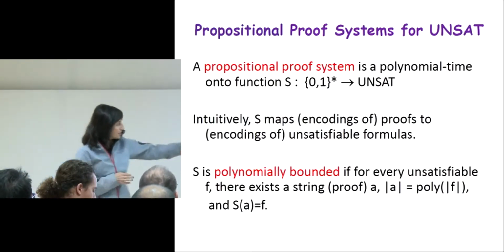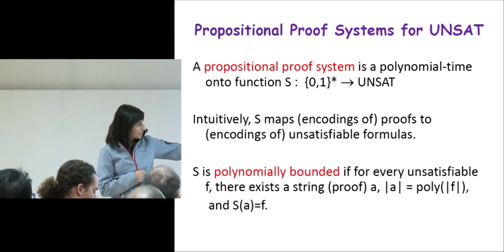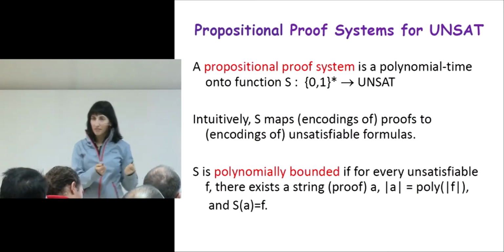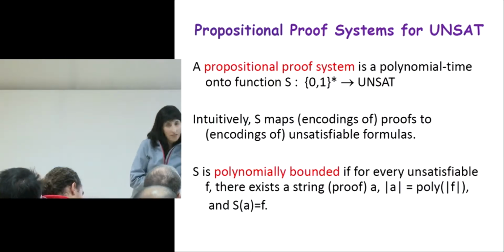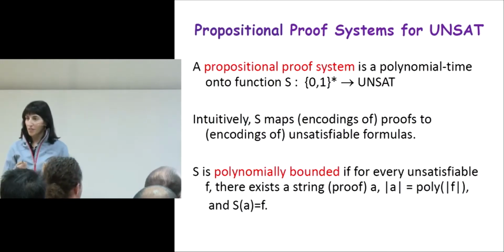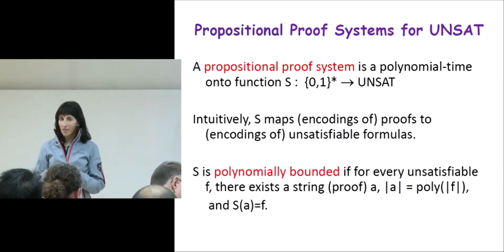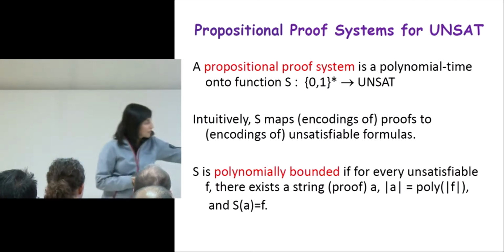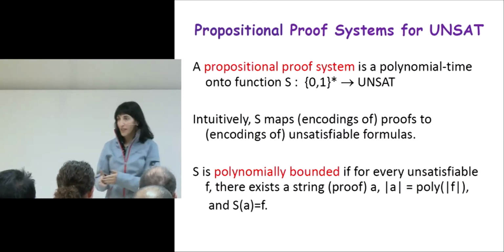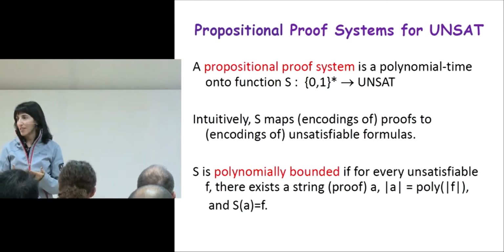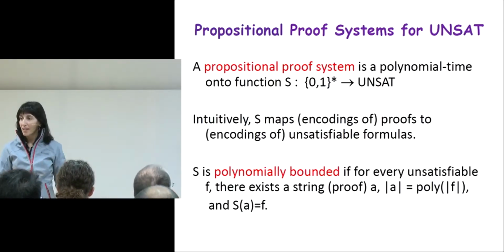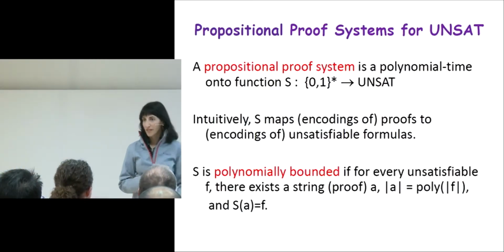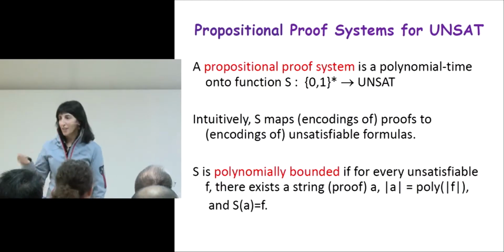Okay. And the proof system is said to be polynomially bounded if for every unsatisfiable formula f, there is some proof string where the proof system S maps the proof string to the unsatisfiable formula f, and the length of the string is polynomial in the length of f. So it's polynomially bounded, meaning that every unsatisfiable formula has a short proof, and that short proof can be verified efficiently. The proof system S should verify the proof in polynomial time, and it is said to have short proofs for everything if every unsatisfiable formula has a short proof. Okay, so this is probably not true for any proof system.